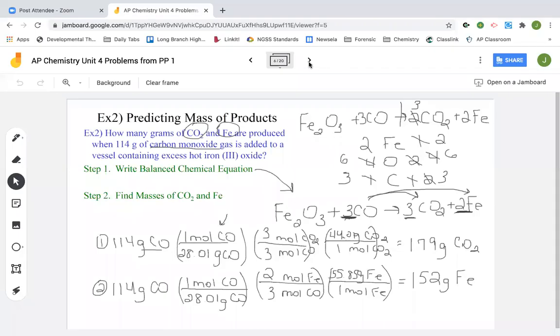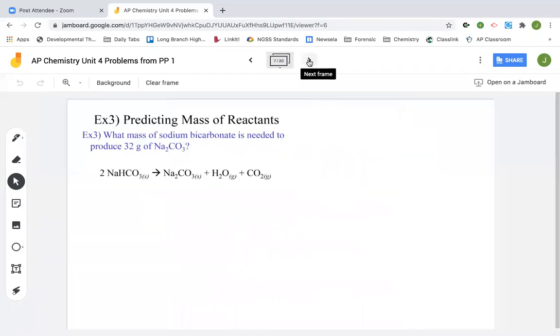In the next question, we're going to predict the mass of the reactants. Whether you're predicting the mass of the reactants or predicting the mass of the products, you're going to set up the equations exactly the same way. So the question asks, what mass of sodium bicarbonate is needed to produce 32 grams of sodium carbonate?